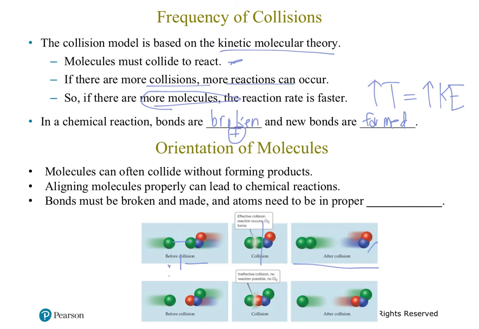If that original chlorine hits the wrong side, well then there's no reaction happening, and it'll just bounce off and a reaction won't take place. So it's important that molecules are properly aligned in the direction that they need to be to form that new bond, so they need to be in the right orientation or direction.